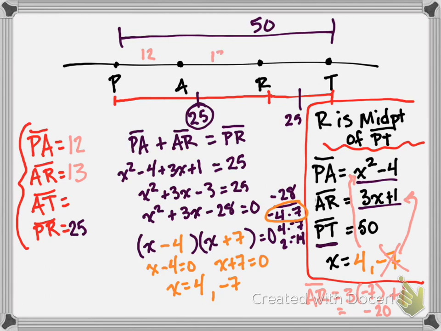AR is 13. We don't know how to find AT, but we do know that RT is 25. Okay, well this helps us quite a bit here. So if we want AT, we're going to have to add 13 and 25, and that is 38. Okay, I am going to pause this and start another problem to tag onto the back of this video here.